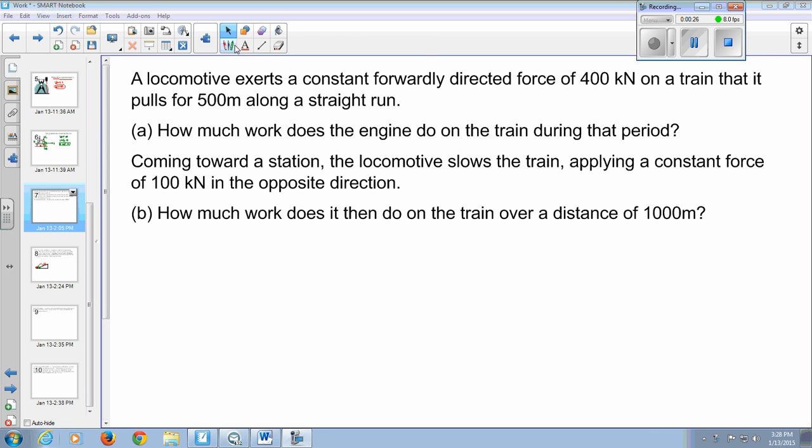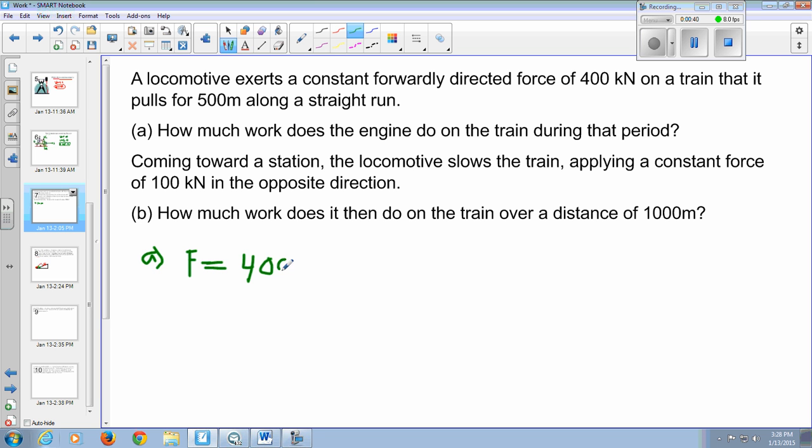Well, for part A, quite simply, the force is equal to 400 kilonewtons, or 400,000 newtons. So that's our force. Our distance, or displacement, equals 500 meters.